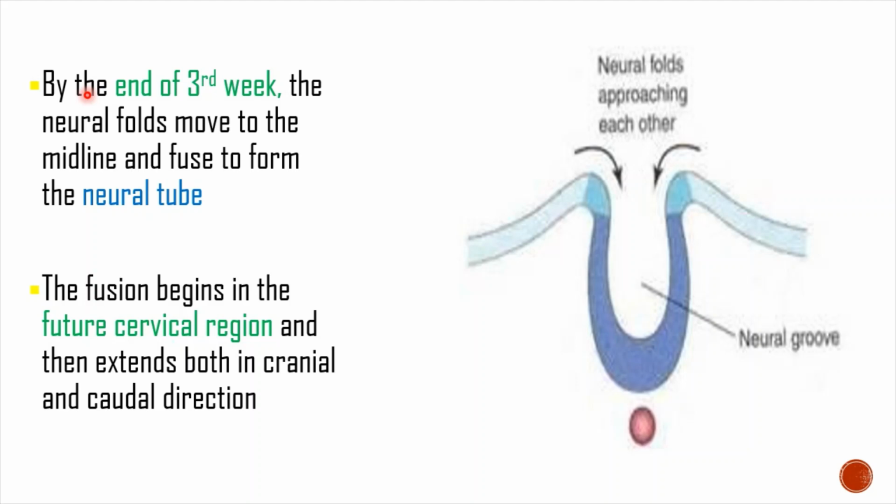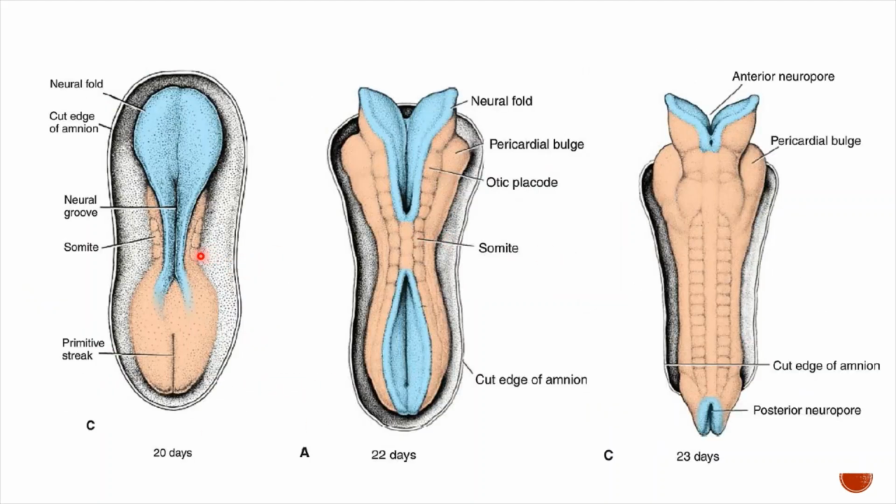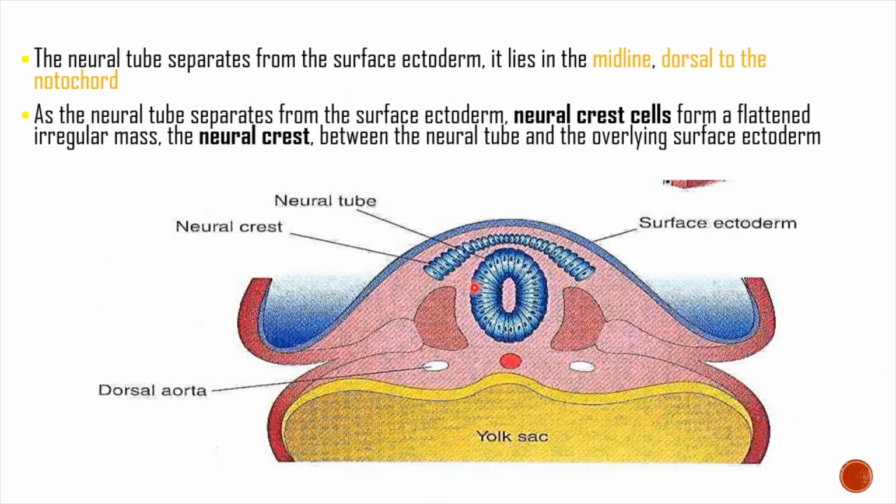By the end of the third week, the neural folds move to the midline and fuse to form the neural tube. So these will move to the midline like this, and they'll form the neural tube. The fusion begins in the future cervical region and then extends both in the cranial and in the caudal direction. This is what happens. The neural fold, the neural groove, will now fold and form this neural tube. When the neural tube forms, you have an anterior neural pole and the posterior neural pole. So this is the formation of the neural tube.